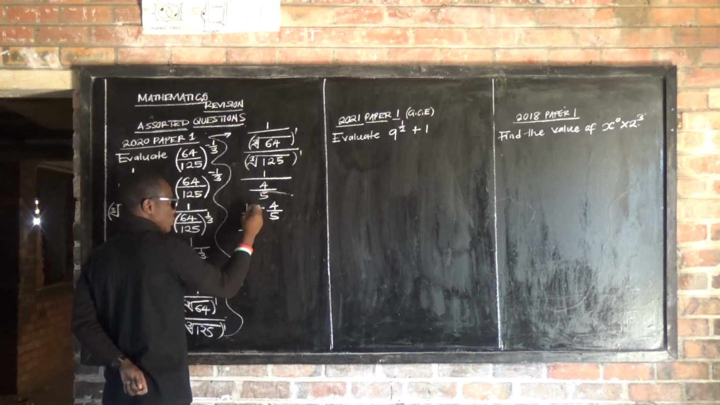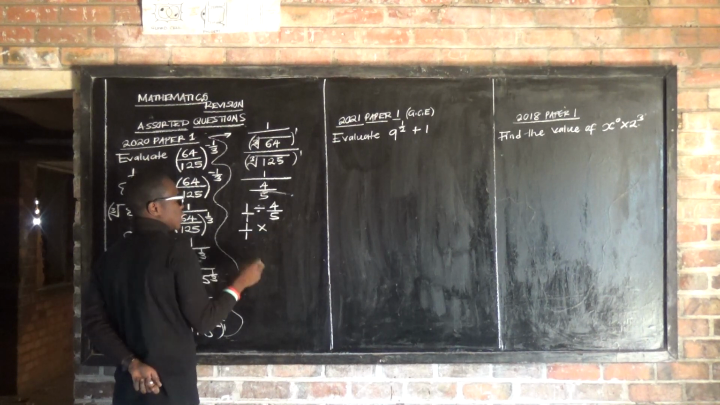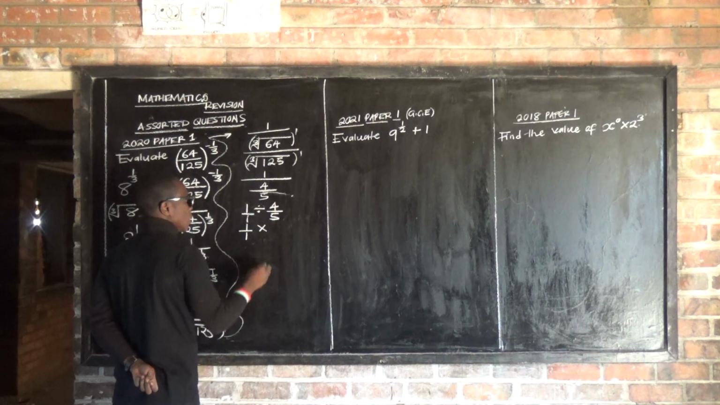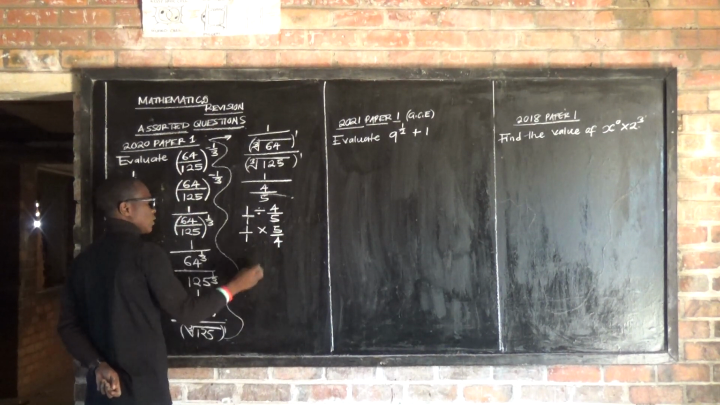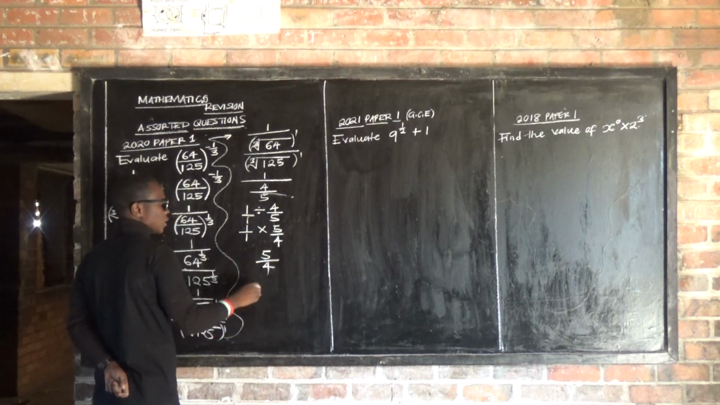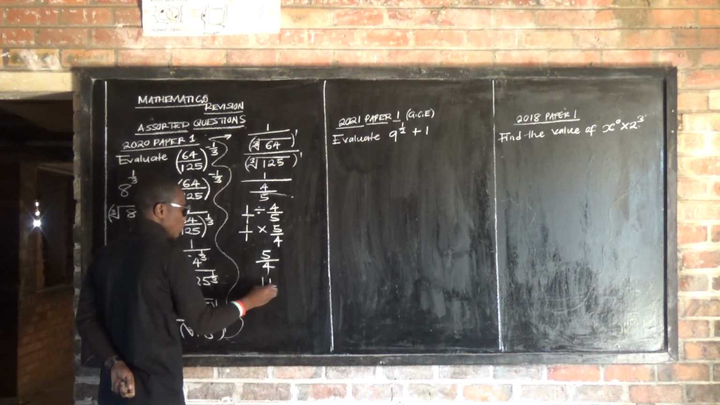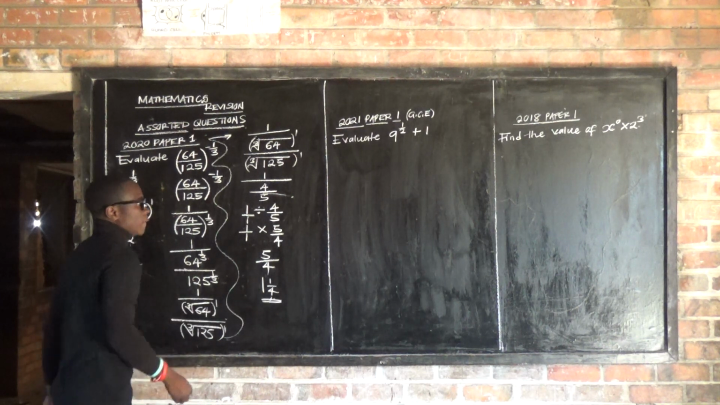This division sign is going to change to a multiplication sign. Then you reciprocate the fraction: the numerator becomes the denominator and vice versa. So we're going to have 5 over 4, and 1 times 5 equals 5 over 4. So 4 into 5 is 1, remember, 1 over 4. Hence, this is the exact answer.